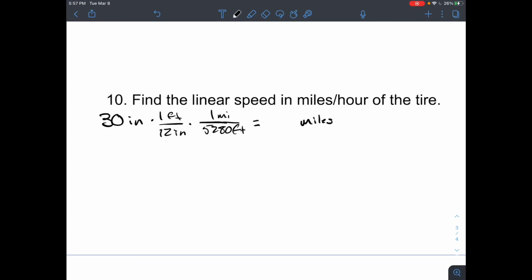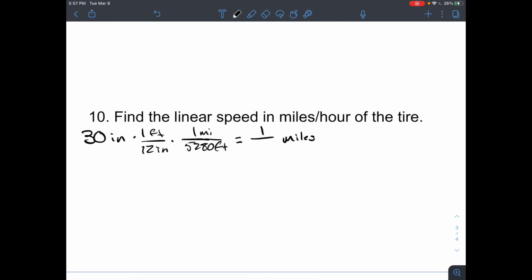Pull out a calculator. I want to get a fraction for this so that it looks nice. So 30 times parentheses 1 divided by 12 times parentheses 1 divided by 5280. That's going to get us 1 over 2112 miles. And that's going to be the radius.